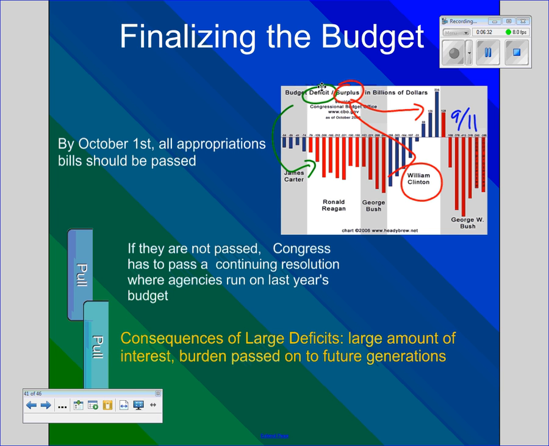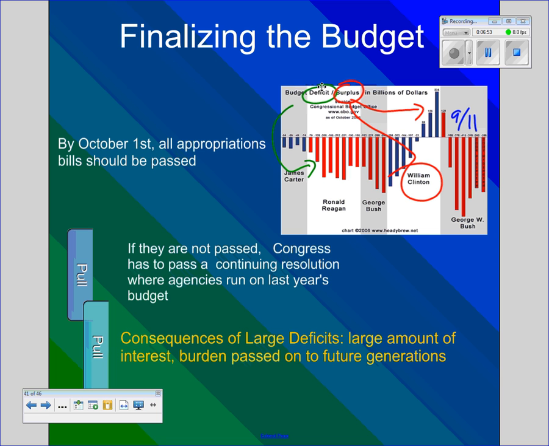The last thing we'll talk about is some of the consequences of large budget deficits, which you can see has happened in the Bush years and is not going down under Obama either. There's a large amount of interest that you have to pay back on that. Interest is about 7% of our budget every year. When we're talking trillions of dollars, 7% is a large number, and it puts a huge burden on future generations.